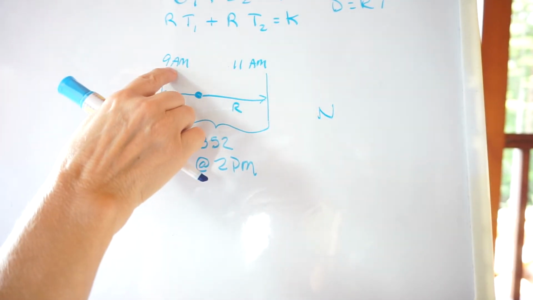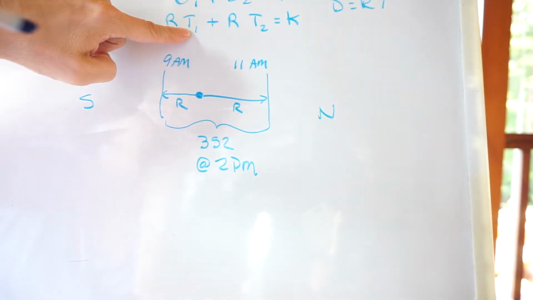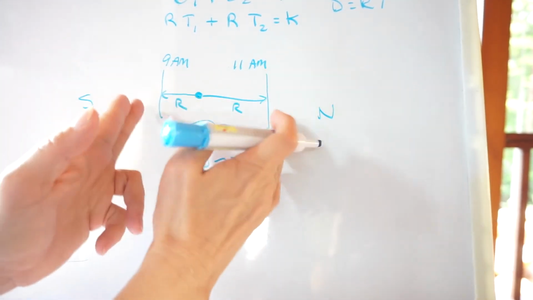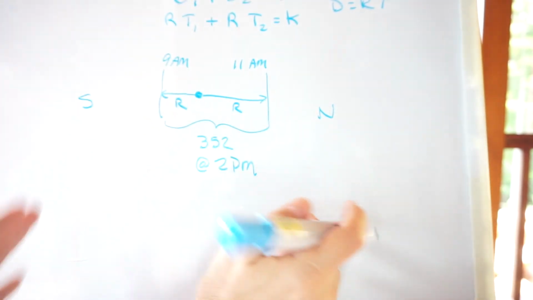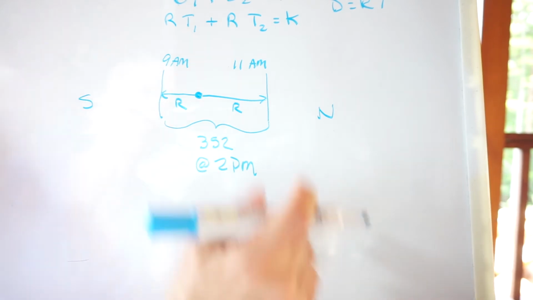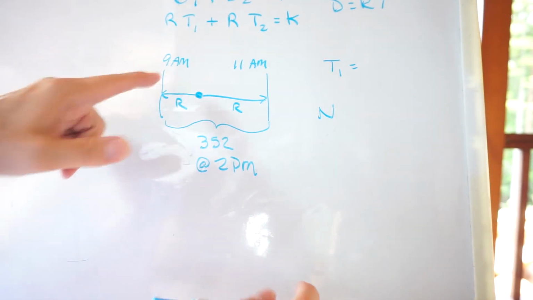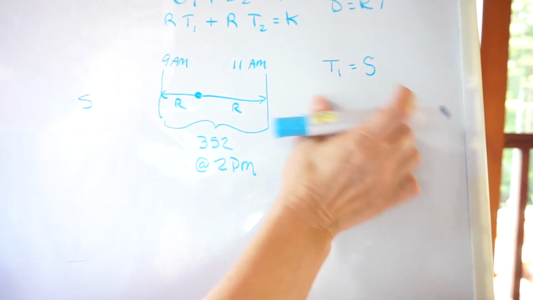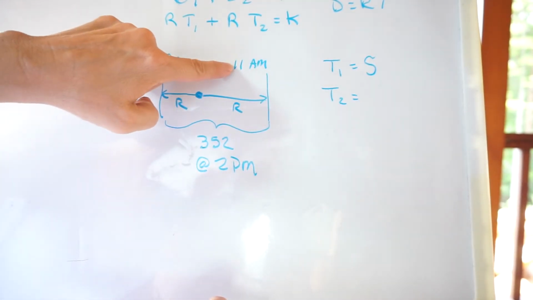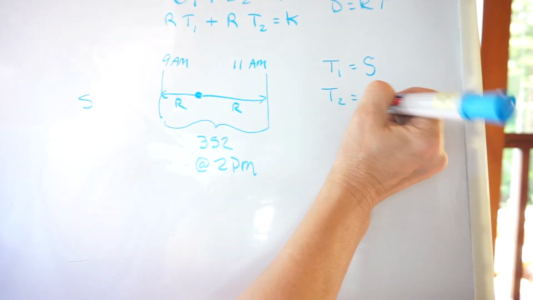So the time 1 by the southbound bus is going to be, he started at 9 a.m. and then 2 p.m. was when we're stopping the time. This is when they're 352 miles apart. So 9 a.m. to 2 p.m., we know that time 1 is equal to 5 hours. Time 2 is going to be equal to, well, 11 a.m. to 2 p.m., which is 3 hours.